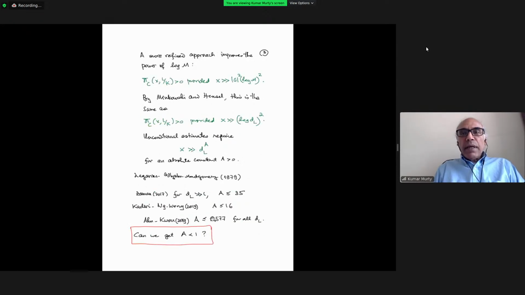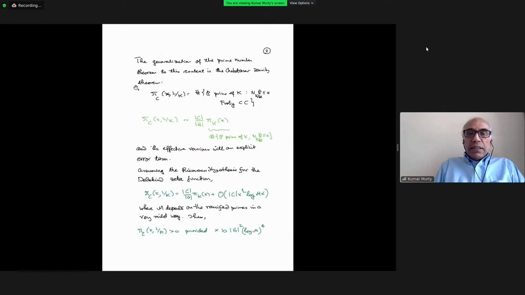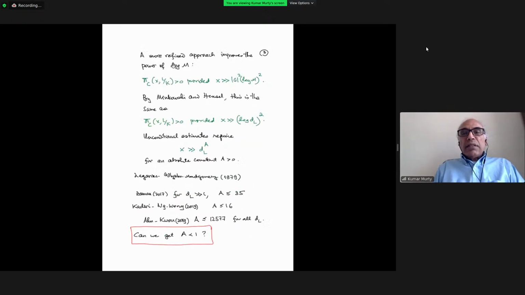But you can take a more refined approach, and you can try to improve this. Here I had a fourth power of log m, and you can take a more refined approach, and you can in fact prove it with the square of log m. Okay, and now by Minkowski and Hensel, you can replace.